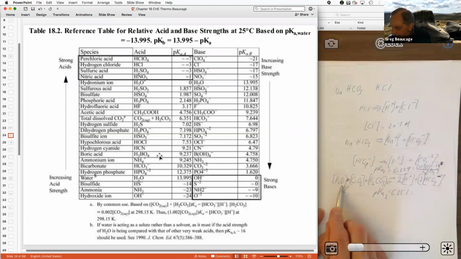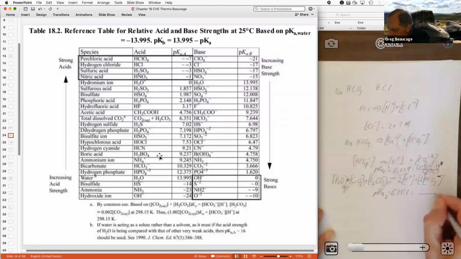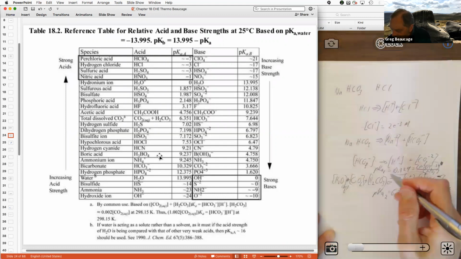This is liquid water, so that's 1. Usually for dilute solutions you call that just 1, so that drops out of the equilibria. So this is H plus squared because it's 2, and then HCO3 minus squared, and then CO2, H2CO3. Those are your balances for this, like equation 1, equation 2.